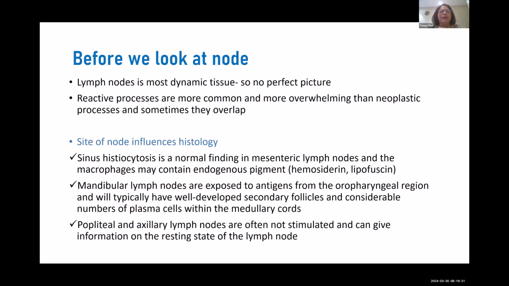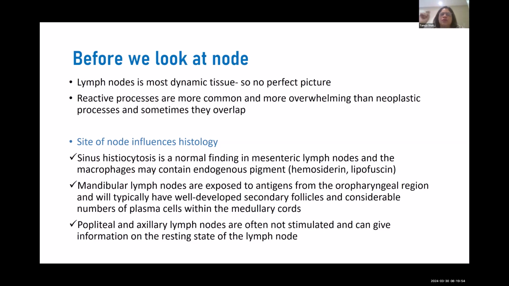Before you look at any node, it is essential to understand that nobody biopsies a normal node. So there is no perfect picture. It's a most dynamic tissue. So the patterns of reactivity in so many different people are so many different. And it's overwhelming, and there's so much overlap with lymphoma that sometimes we have a problem in diagnosis.